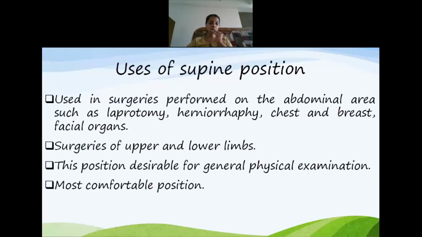What is the use of the supine position in the operation theater? Now, the supine position is used in performing different surgeries, especially abdominal surgeries, laparotomy, hernioplasty, herniorrhaphy, or surgeries on the chest, breast, or face, or surgeries of the hands or the limbs. Then most of the time when you perform a physical examination also, you will be using the supine position.